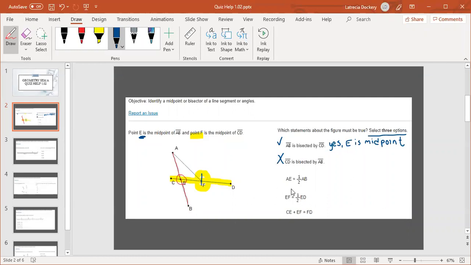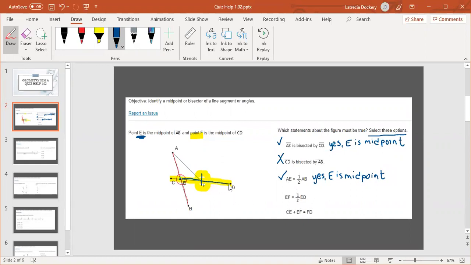All right, AE, this is the upper half of AB, is half of AB. Well, E is the midpoint, so if E is halfway, then AE would be, in fact, half of that line segment. So yes, again, and our reason is because E is a midpoint. All right, EF, and here is EF right along here, is half of ED.